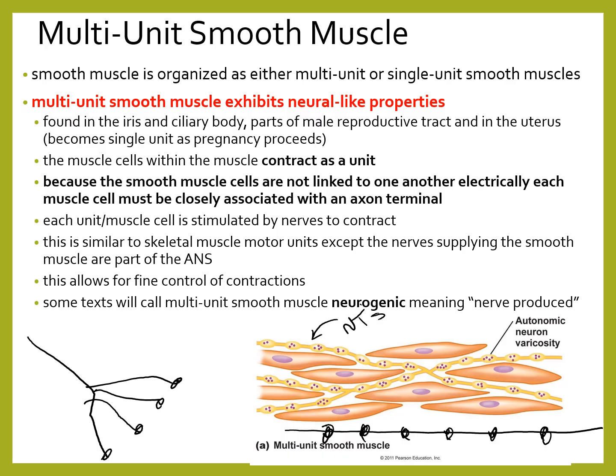But this gives very, very fine control, because if these synaptic end bulbs release their neurotransmitters, the nearby smooth muscle cells will contract. But if these ones over here at the opposite end do not release their neurotransmitters, then the nearby smooth muscle cells that are supplied over at that area will not contract. Gives rise to very fine control of a smooth muscle.